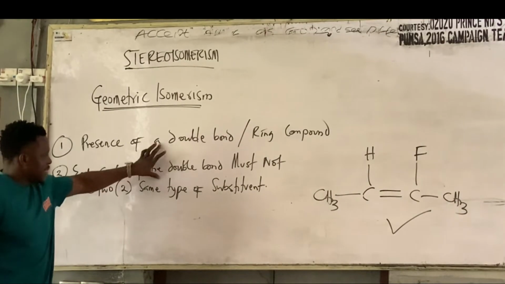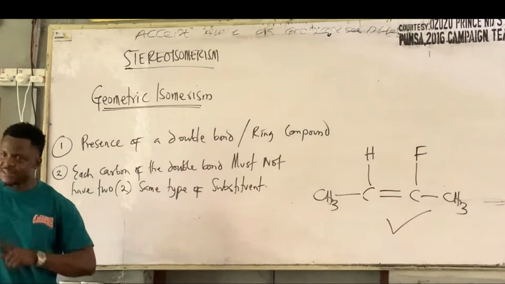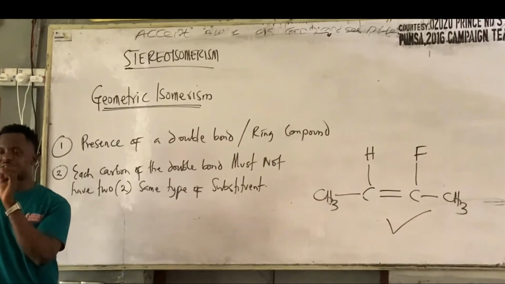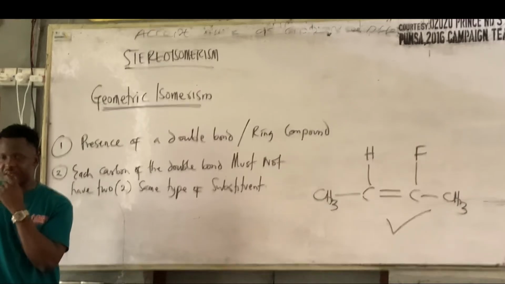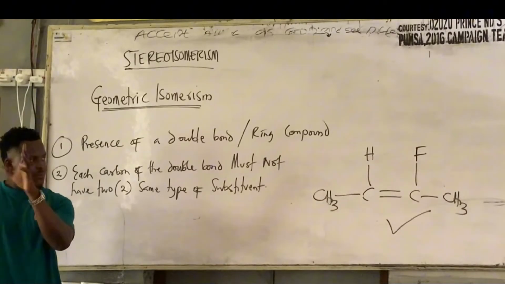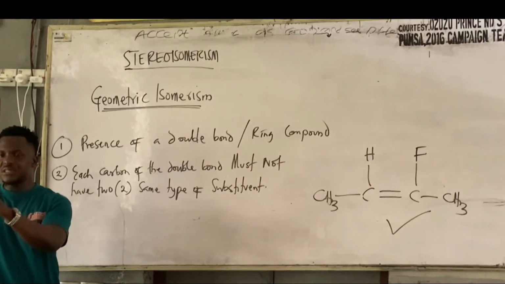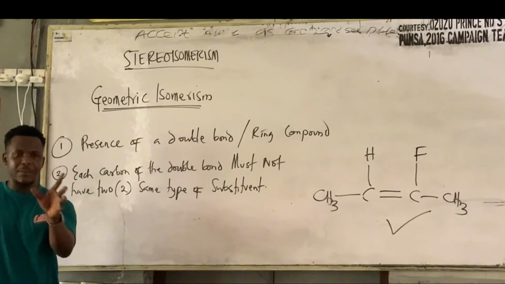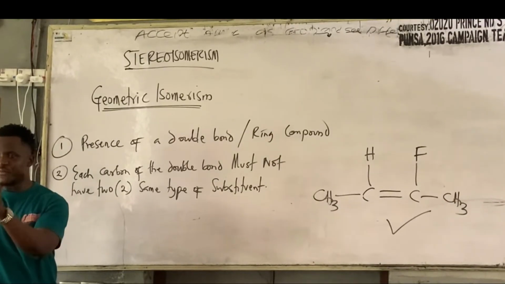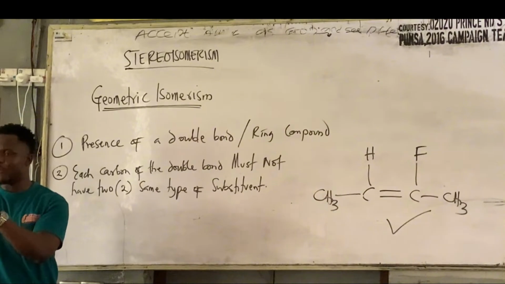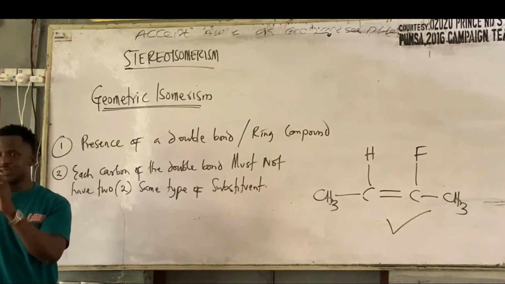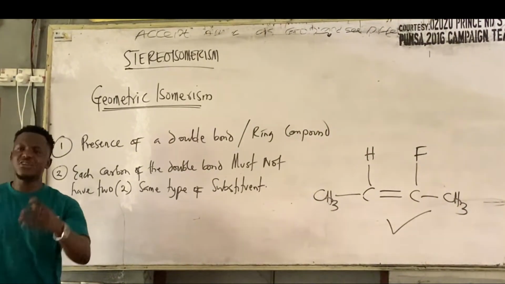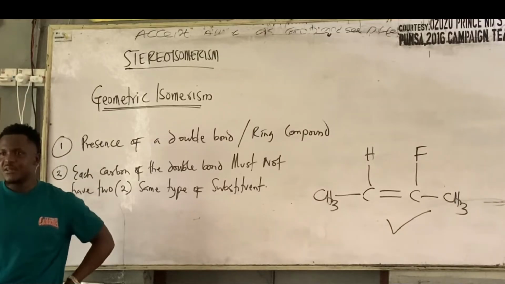So now, two conditions must be met. First, you have to see a double bond or you have to see a ring. Second, the two carbons that are involved, either the two carbons in a ring or the two carbons in a double bond, each of them must not have the same type of substituent. Because if they have the same type of substituent, they cannot really show the arrangement in space.